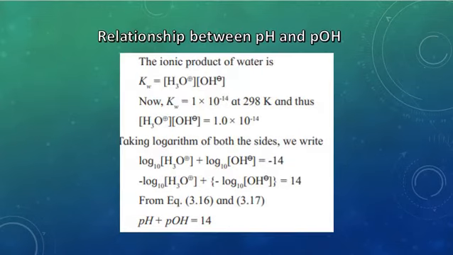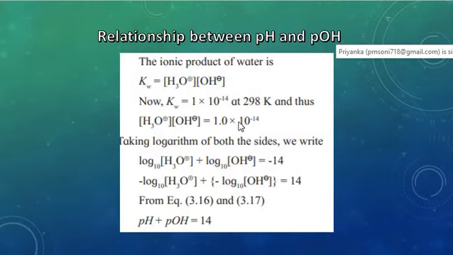Now, what is the relationship between pH and pOH? We already know the ionic product, that is Kw for water, is equal to hydronium ion concentration multiplied by OH ion concentration. The value of Kw we have calculated earlier, and it is 1 multiplied by 10 raised to minus 14 at 298 Kelvin, and the product of the concentration of hydronium and hydroxyl ion is equal to 1 multiplied by 10 raised to minus 14.